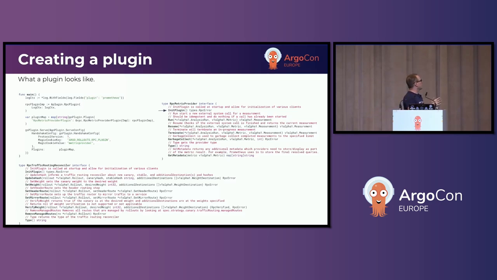A little bit of a high level, just somewhat explanatory: in the traffic router, we also have set weight. So when you go through a step and you have a set weight command, that function will be called, and then it's the plugin's job to go configure the Istio virtual service, or whatever traffic router you need to control the weight on.